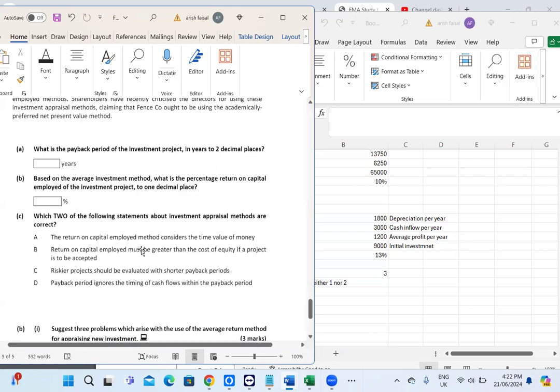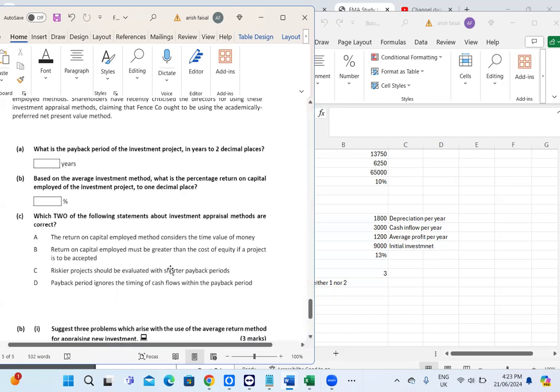Okay. So the return on capital employed considers the time value of money. Big no, because it's a basic method and the basic methods don't consider the time value of money. Return on capital employed must be greater than the cost of equity if a project is to be accepted. Not really, because basically it's all about NPV. So if the NPV is positive or the internal rate of return is greater than the cost of equity or the weighted average cost of capital, then we have to accept the project.